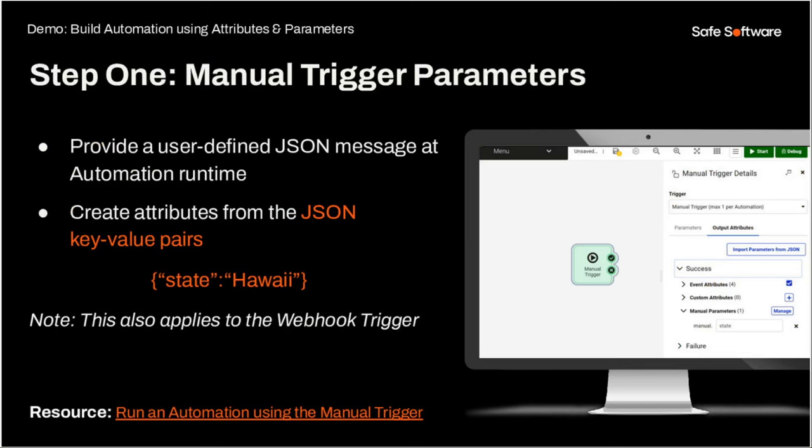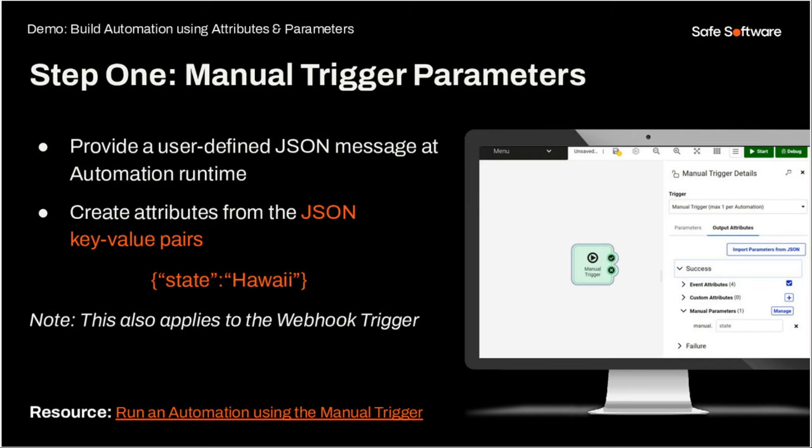So the first step that we need to do for this demo is going to be to set up our trigger. Because we want to be able to run a chain of workspaces on demand and provide the state name to be processed at runtime, the best trigger to use is going to be our manual trigger. If you recall from earlier, the manual trigger can be set up to prompt for a JSON message when that automation is kicked off. However, unlike the other triggers, the manual trigger doesn't have predefined event attributes because FME does not know beforehand what information the incoming message is going to have.